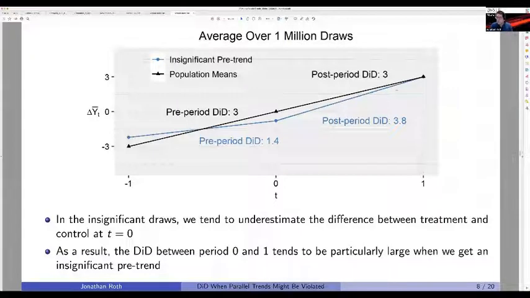So just because of the noise in the data, in the cases where we're going to say this design looks good, we're getting a picture that looks very convincing. There's a change in slope in the post-treatment period. But in fact, in the true population, there isn't really any break from trend in this data.